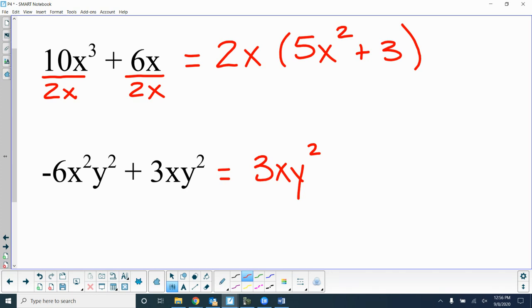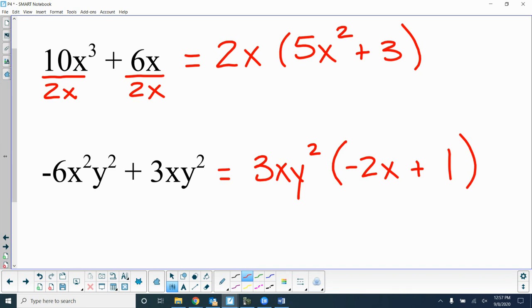Okay. How many terms are going to be in my parentheses? 2. So make sure you make room for 2. So negative 6x squared y squared divided by positive 3xy squared is negative 2x. 3xy squared divided by 3xy squared is 1. Sometimes I get kids, if that happens, they forget to put the 1. They think, well, it cancels out, so there's nothing there. Well, they do cancel out, but there's still a 1 there. So don't forget to write the 1. Right, Hassan?